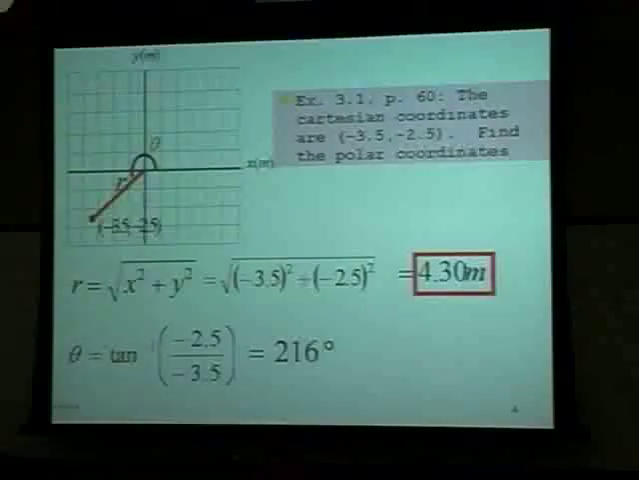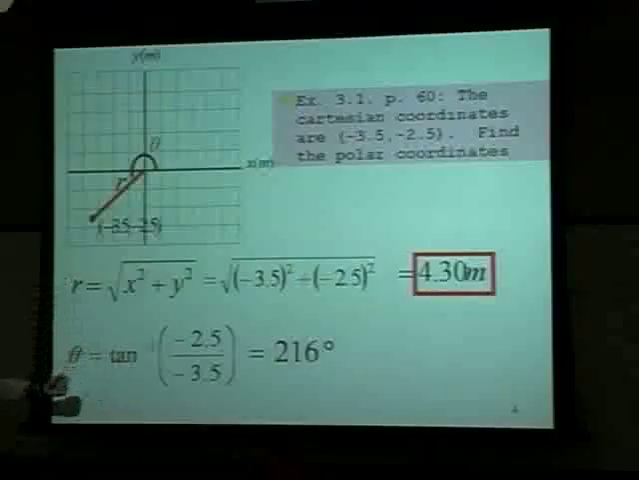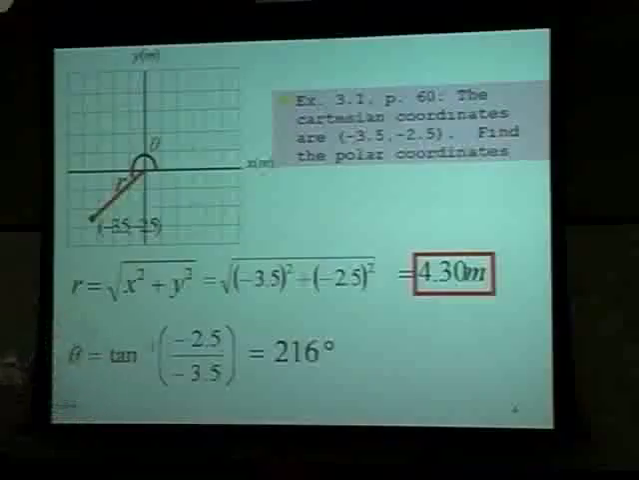So you have to be careful. The calculator is not always right. So we have to realize that this is in this third quadrant here, and so that's 180 degrees opposite. We have to add 180 degrees to it.